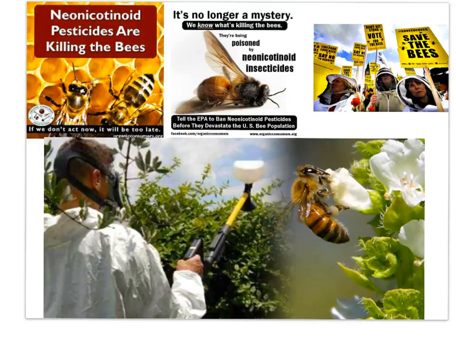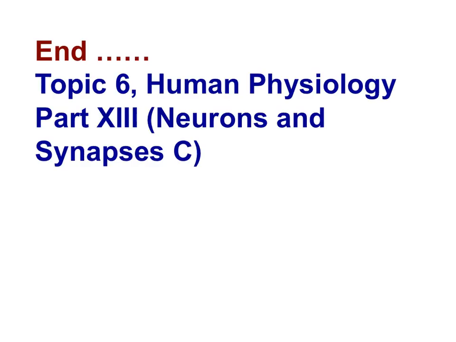There is concern worldwide that the use of insecticides in agriculture is having unintended consequences. Bees, insects useful as pollinators for most of the world's crops, are significantly reduced in number worldwide. The cause of bee death is being intensively investigated. One possible cause of bee death is neonicotinoid pesticides. And that brings us to the end of IB Biology, Topic 6, Human Physiology, Part 13, Neurons and Synapses, C.